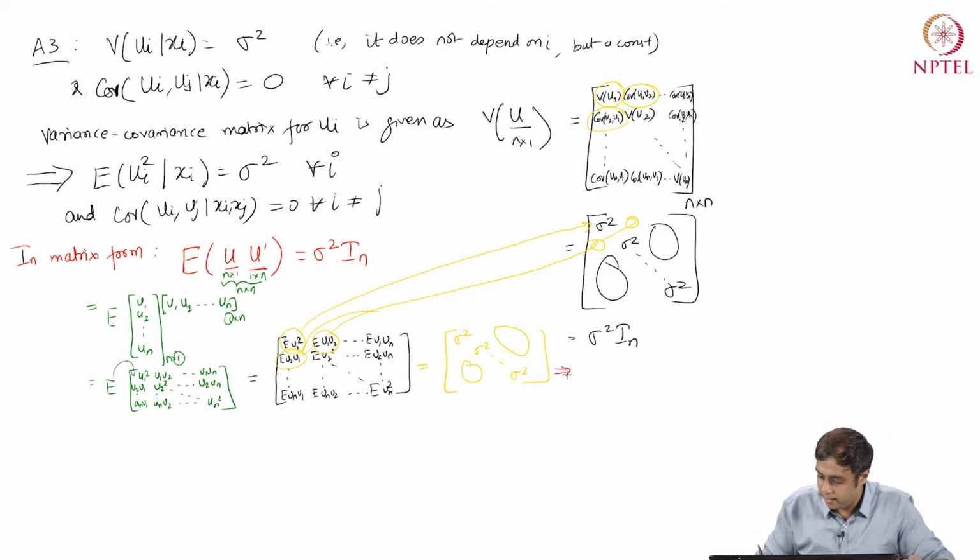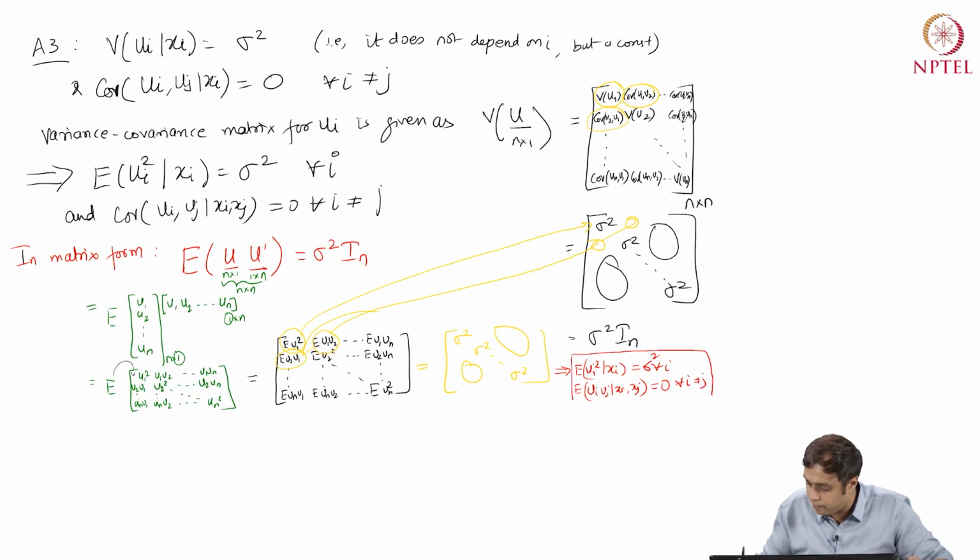This will imply that expectation ui squared, given xi, is sigma squared for all i, and expectation ui uj given xi xj will be 0, for all i not equal to j. These two combined are also sometimes what we call spherical errors.